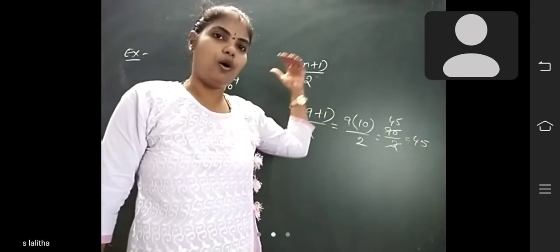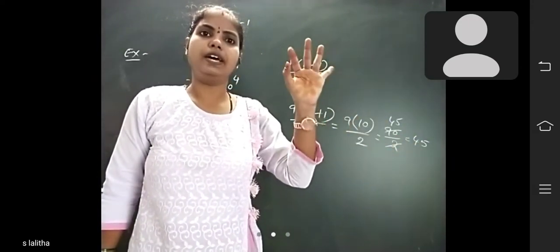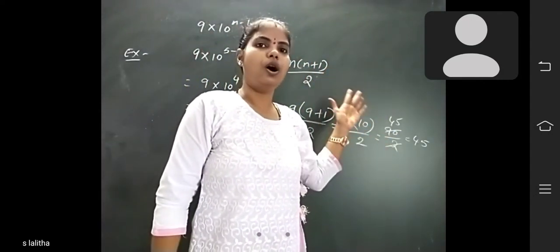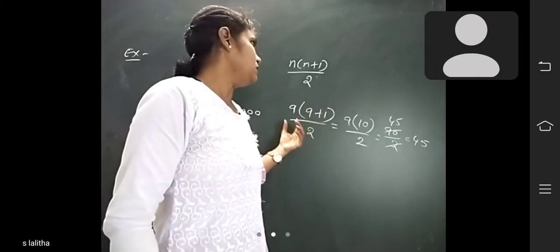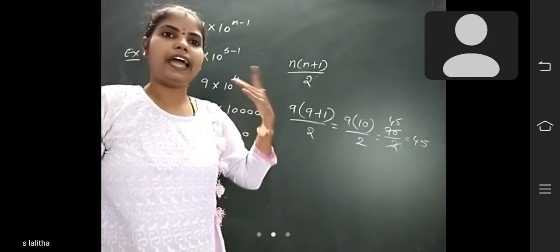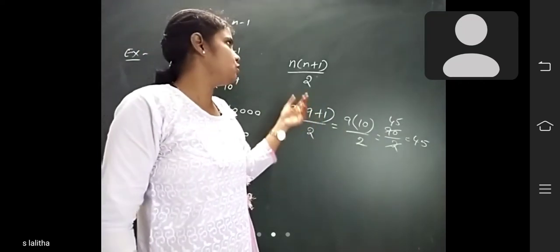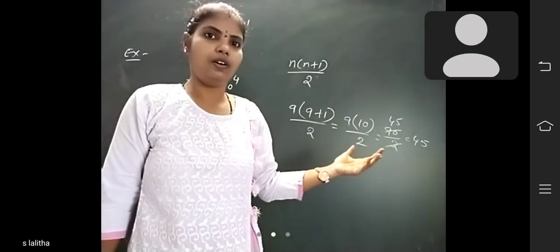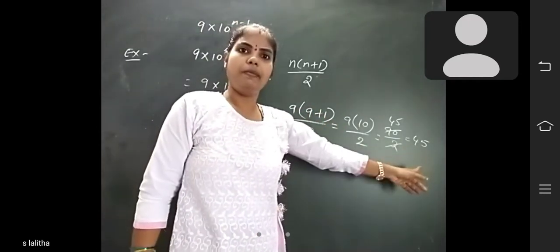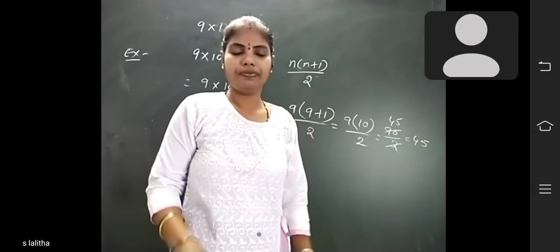You don't add all of 1 plus 2 plus 3 plus 4 plus 5 plus 6 plus 7 plus 8 plus 9. You can't add like that. So what is the formula? n into n plus 1 by 2. So we want 9 natural numbers, which means you have to substitute 9 in the place of n. Okay. So you have to use 9 into 9 plus 1 by 2. So how much? 45. Okay.